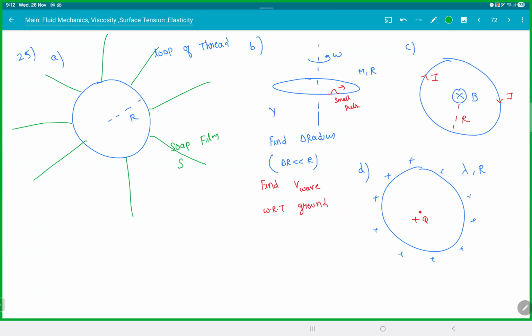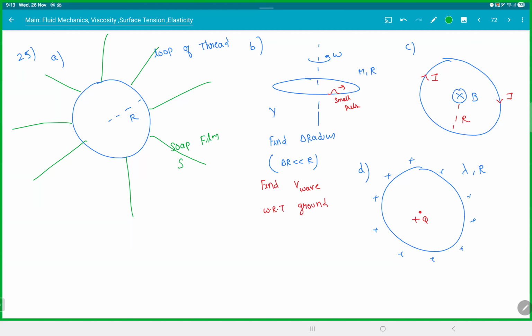We have a ring which is rotating with omega. You generated a small pulse. Find the change in radius, or that is elasticity, or find the wave velocity. You can put a charge q and you can put a charged ring, lambda and r. Find the tension. You can put a current wire and a current loop. Find the tension. So you can ask this in 5 different chapters.